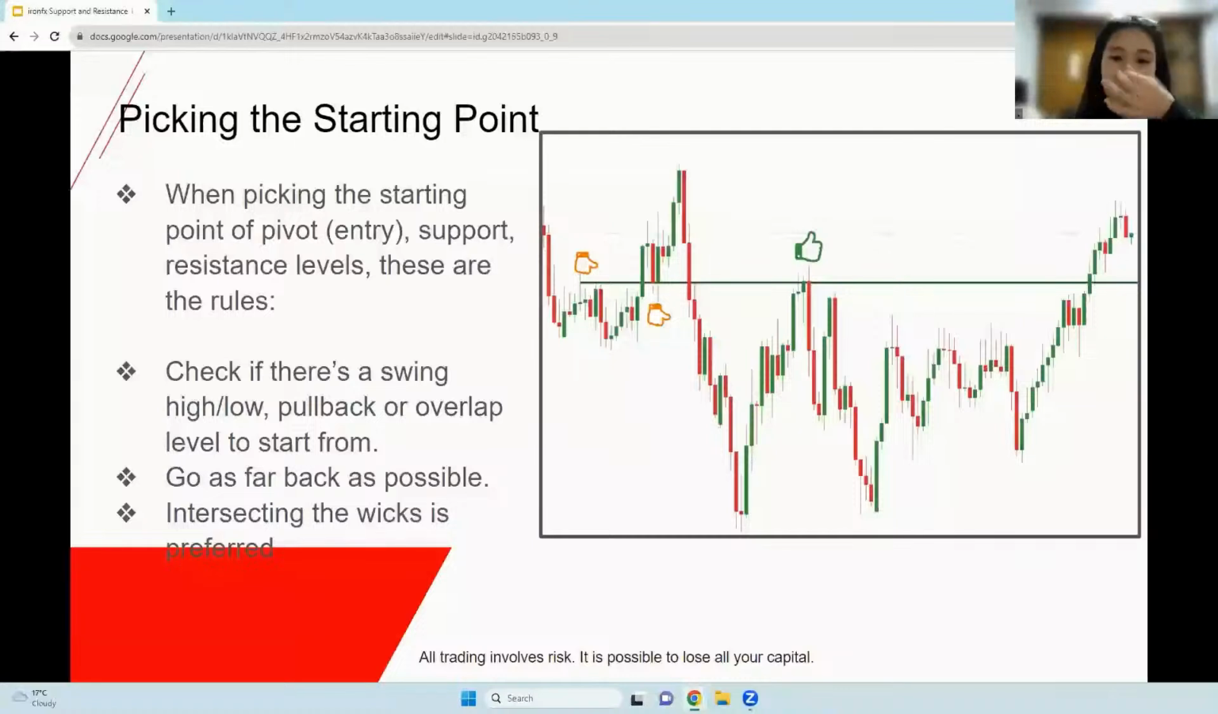Okay, so the orange thumbs over here represent an okay intersection. They're not preferred, but not exactly wrong. But preferably, we want to look for intersections that are only of the wicks, like over here.